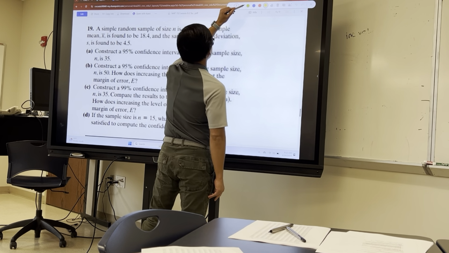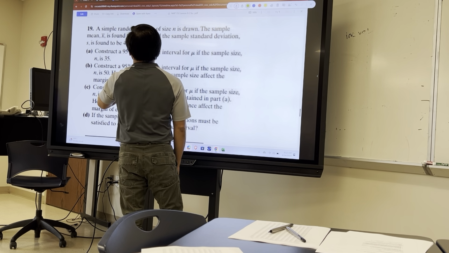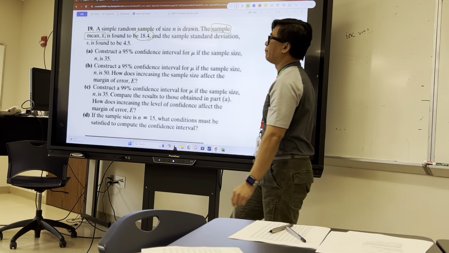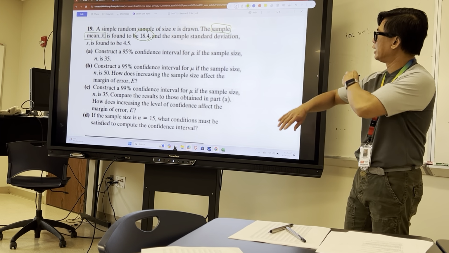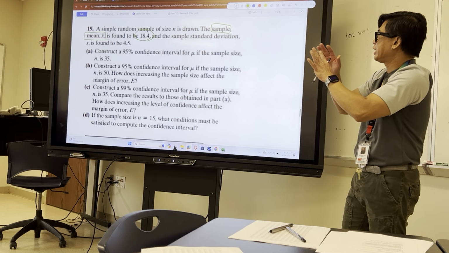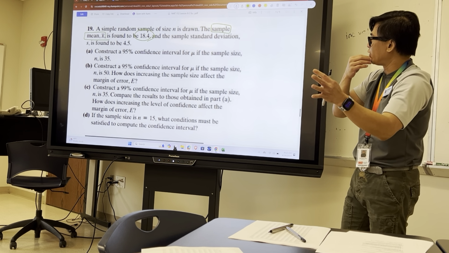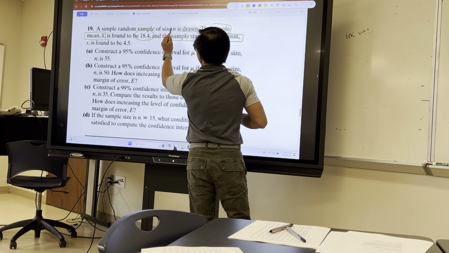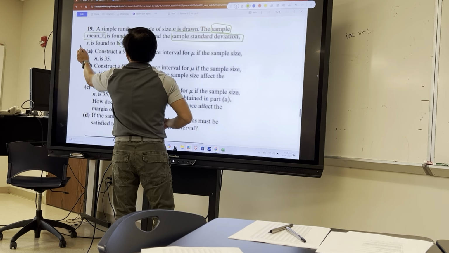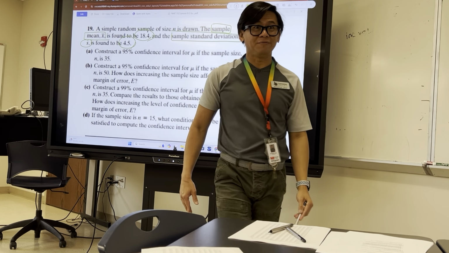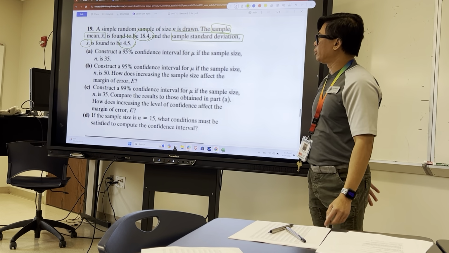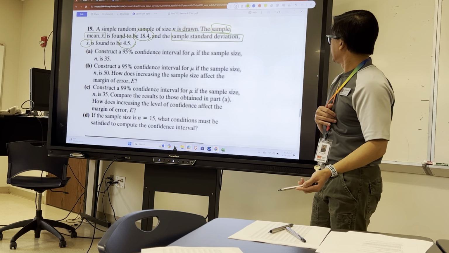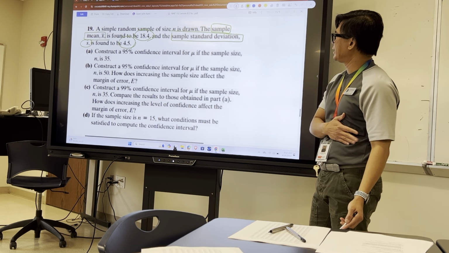Once again, what is our given? 18.4, what is that? The population. Okay, sample mean, X bar. Very good, right? But again, not for the population, but for the sample mean. Okay, X bar, and 4.5 is our S, our sample standard deviation. Okay. Now, what is our sample size in here for letter A? Tiff, did it say what's the sample size for letter A?